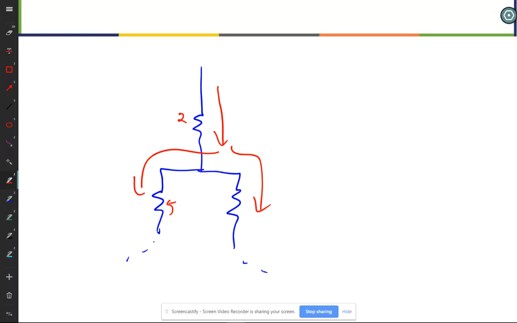They're also not in parallel. So resistors don't have to be series or parallel. They can be series, we like that. They can be parallel, we like that too. Or they can be something else. Well, that takes a little more cunning.